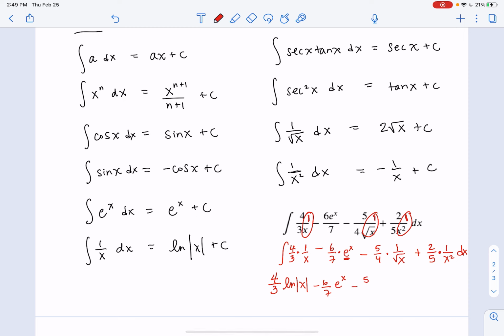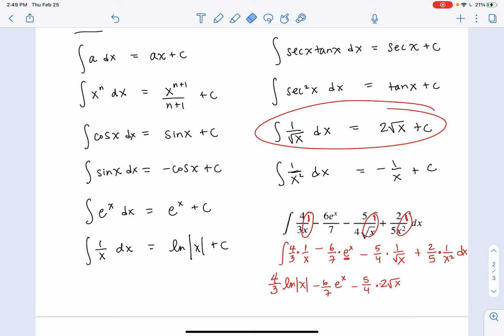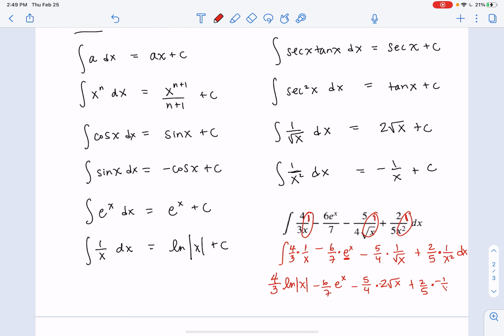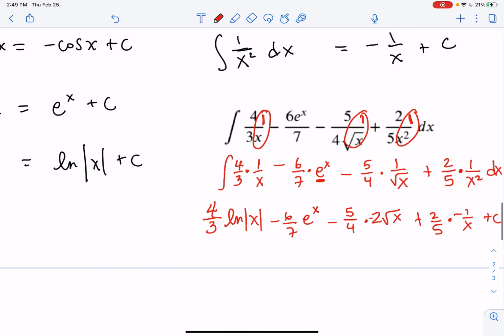So see if you can continue on your own. Look down. The integral of 1 over root x, we just wrote it down not too long ago. And then finally, the integral, so plus 2 over 5, the integral of 1 over x squared, memorize, is negative 1 over x. So times negative 1 over x, and then plus c at the very end.